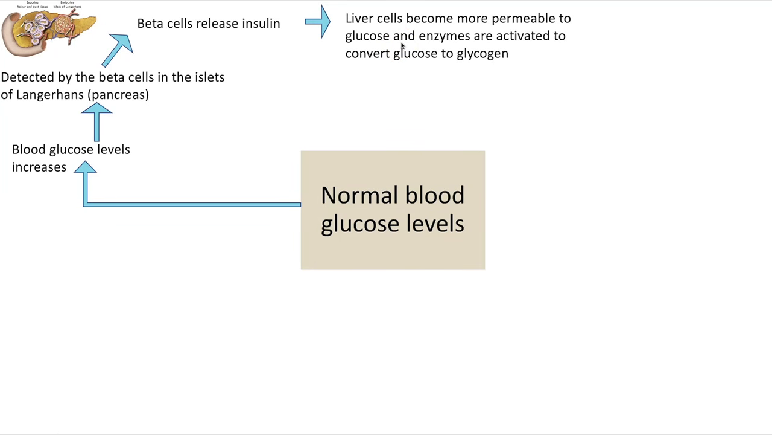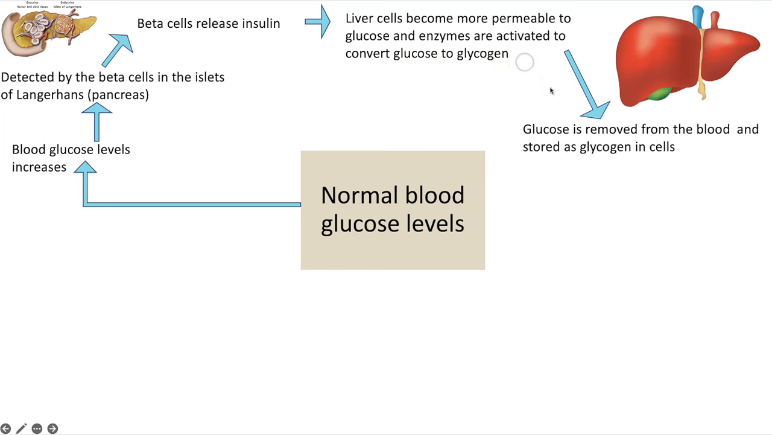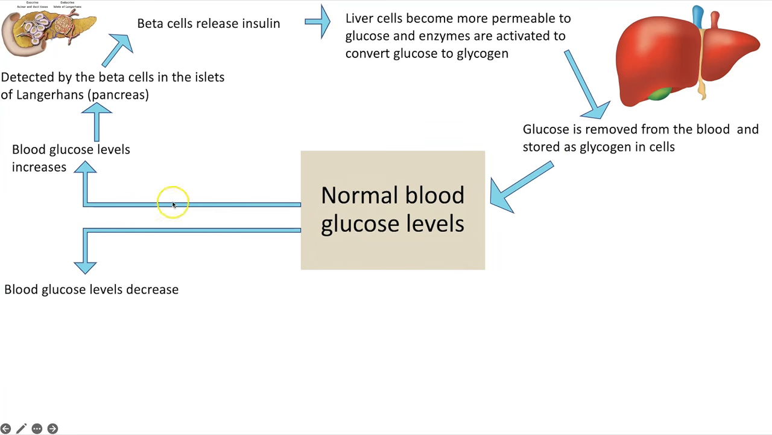And once that glucose is inside of the liver cells, insulin also activates enzymes to convert glucose to insoluble glycogen stores. Therefore, glucose has been removed from the blood, stored as glycogen in cells, and we've gone back to our normal blood glucose limits. The opposite then is if the blood glucose levels decrease.